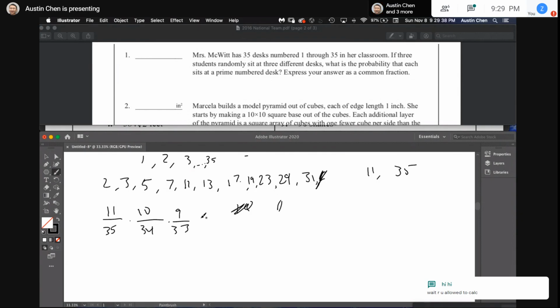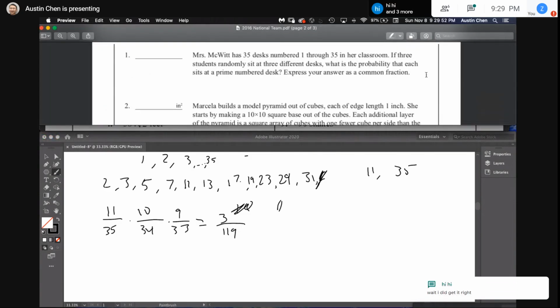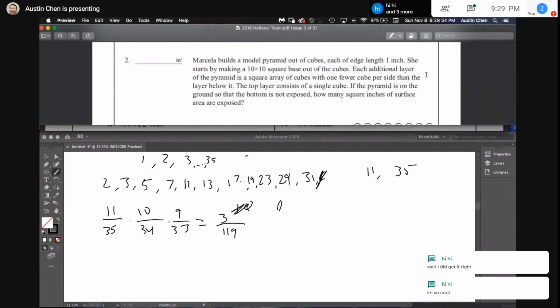Yeah, you also have a calculator on Team. Oh, then you get 3/119. And then that's your answer. So not that bad.